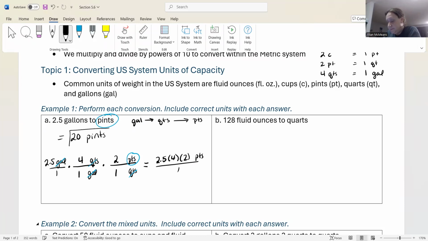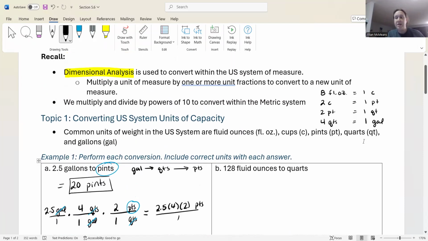And that's it. Okay, now for part B, we have 128 fluid ounces and we want to convert to quarts. So again, if I scroll up a little bit, you can see that we don't have a single conversion that takes us from fluid ounces to quarts, but we do have a conversion that takes us from fluid ounces to cups. We have one that takes us cups to pints, and then another one that takes us pints to quarts. So we're going to have 3 unit fractions here. So fluid ounces to cups, cups to pints, and then pints to quarts. Okay?